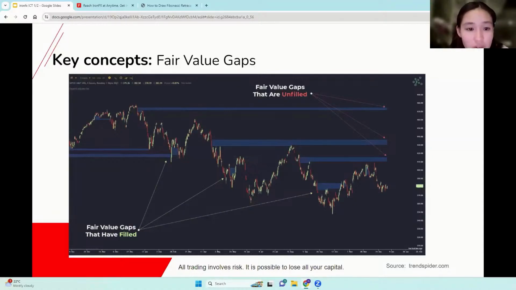I'll show you guys on TradingView, there is an indicator that helps you to find FVGs. So it's probably the easiest way to spot those, but I'll show you in a little bit.